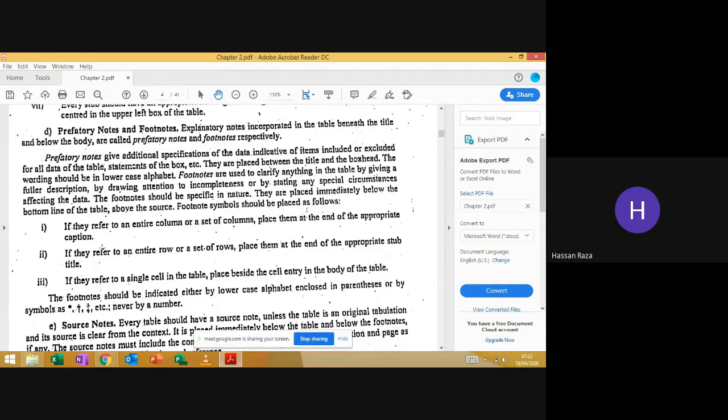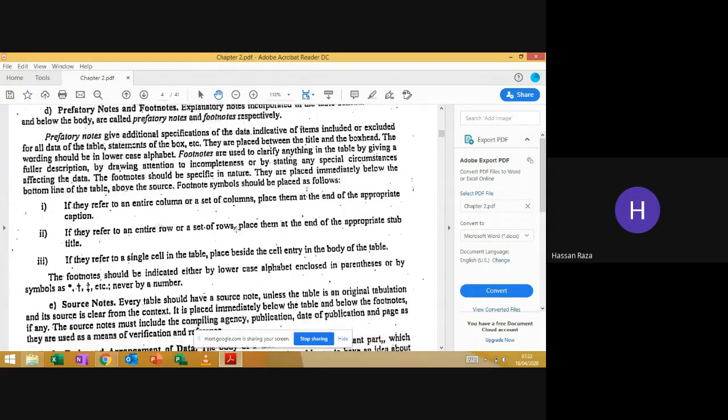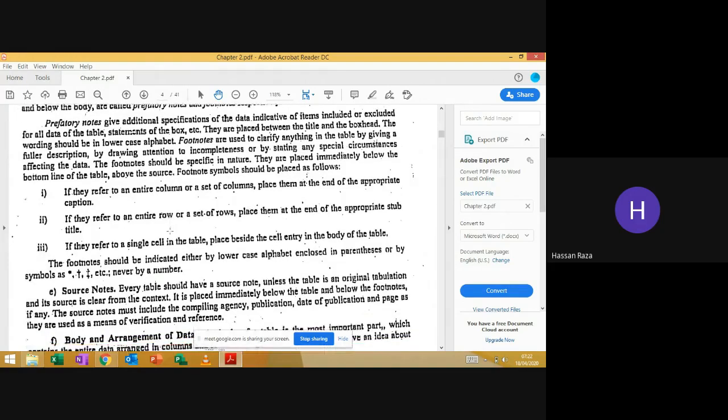It means if we are going to use certain footnotes for a certain column or entire column, so humne unke end pe inko proper caption ke saath add karna hai. Then if they refer to an entire row or set of rows, place them at the end of the appropriate subtitle. Likewise, the columns at the end of the columns, or if we are going to use it for rows, it means we will place them at the end of the subtitle.